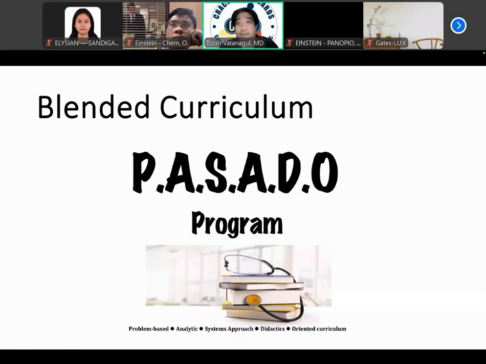Now, we will be utilizing our standard curriculum here, which is the PASADO program, which is the acronym I've coined for a very specific type of curriculum that we follow in this center, and that is a problem-based analytic systems approach, didactics-oriented curriculum. We will be utilizing the most important relevant textbooks associated with the subject matter.